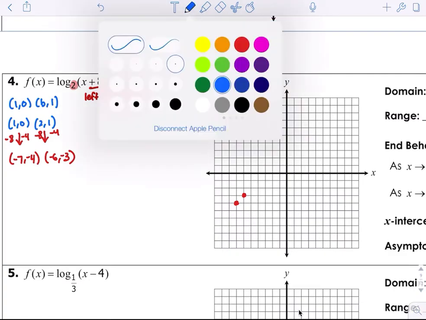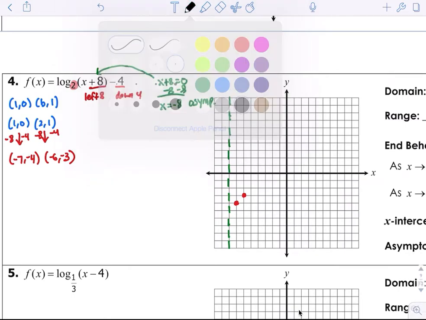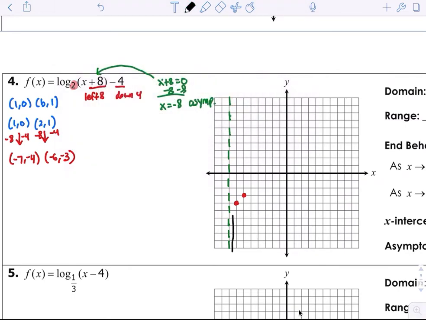Okay, asymptote time. This is your asymptote, so set that equal to 0. x is equal to -8. This is your asymptote. So we got this. Now get your graph. So snug, snug, snug, snug, and now start turning.